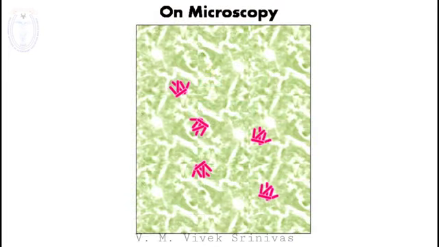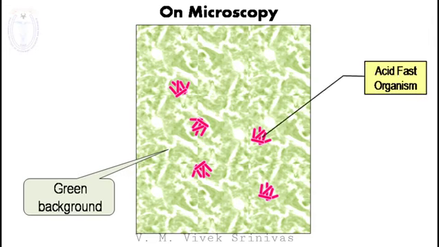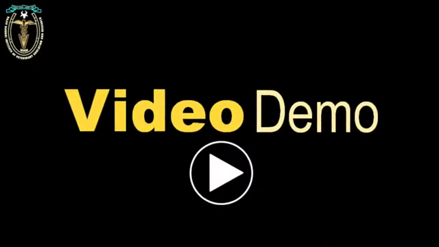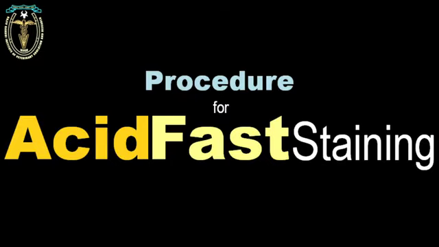In that case, on microscopy, the background appears green, and the acid-fast bacteria stain pink. The demonstration: the procedure for the acid-fast staining technique.